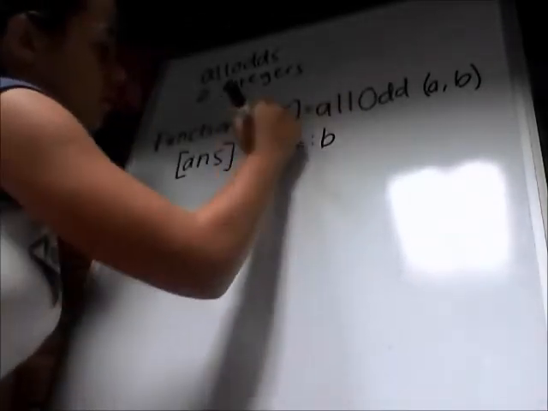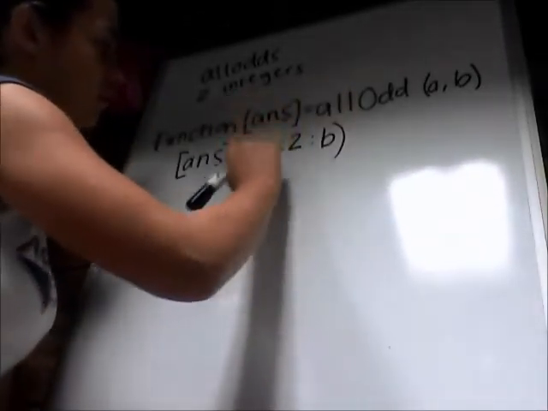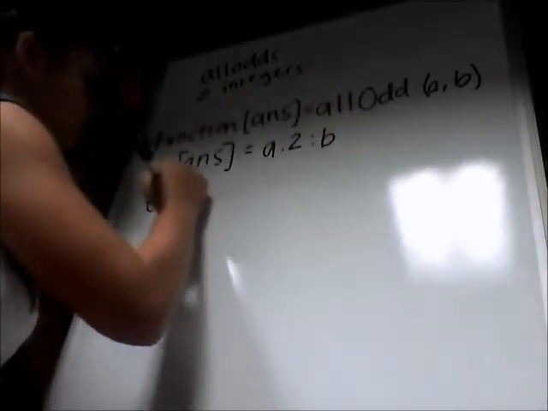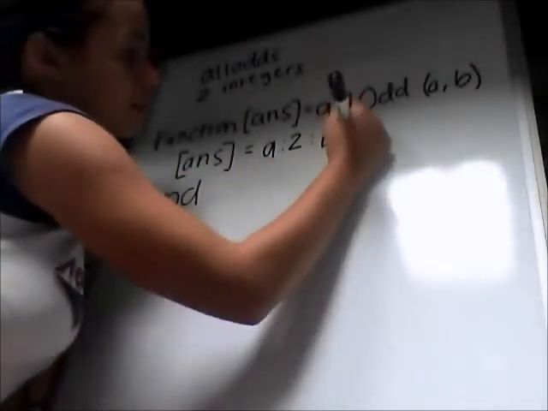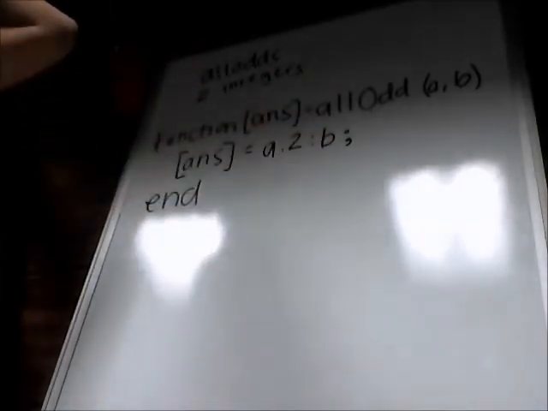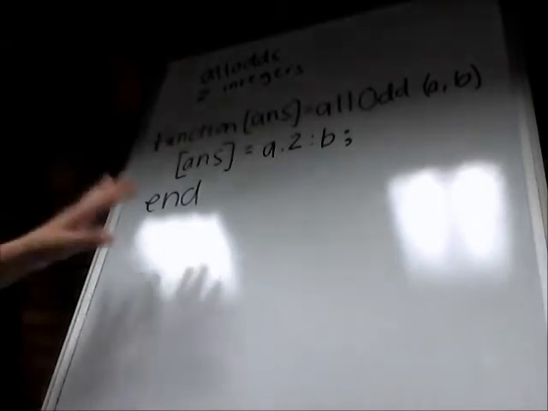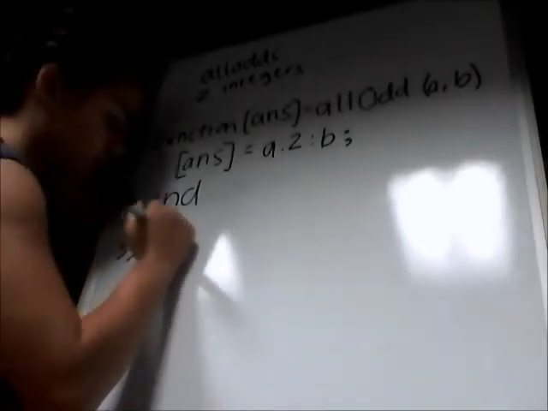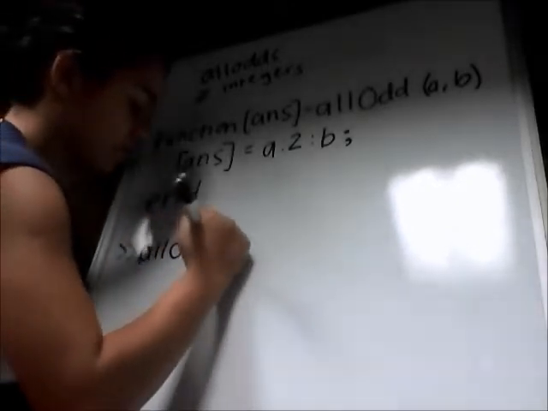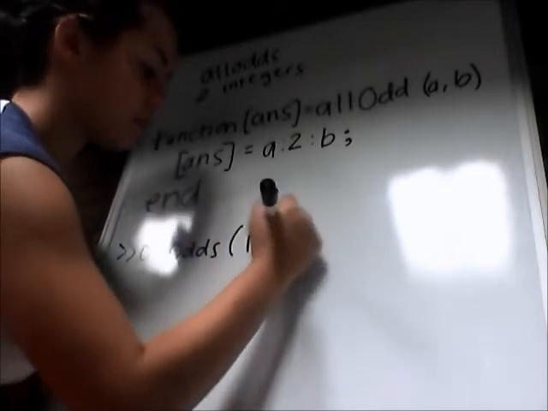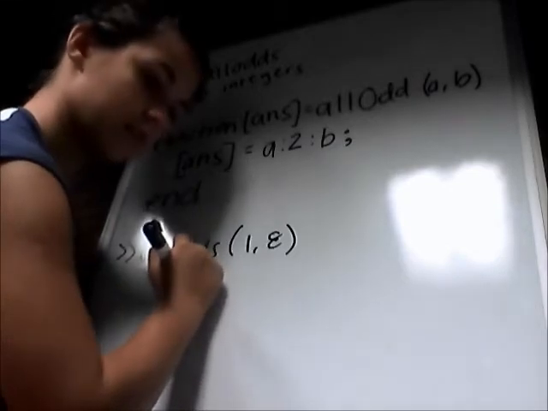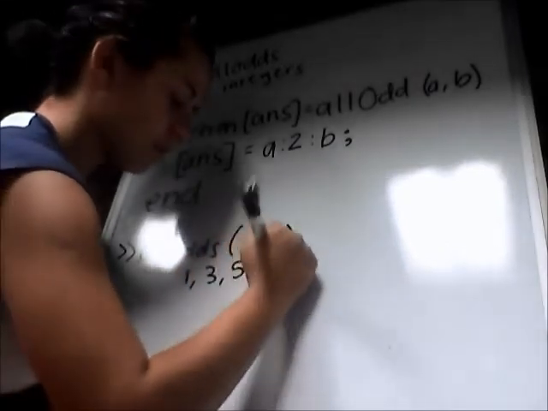Because you're using colons, you don't need these brackets or the parentheses, so we can get rid of those. And then end, which isn't always needed. Don't forget to suppress your function by putting a semicolon at the end. For an example of this, you would have allOdds(1, 8), and it would return the numbers 1, 3, 5, and 7.